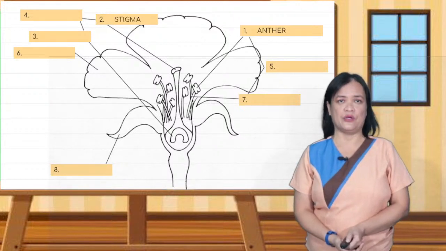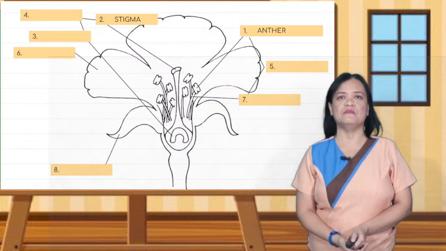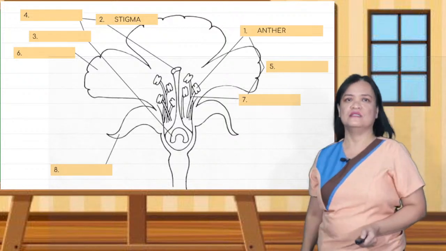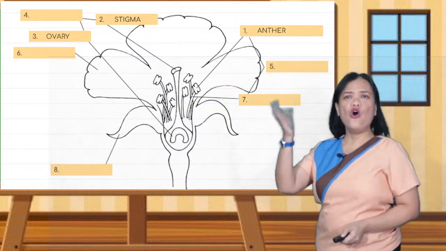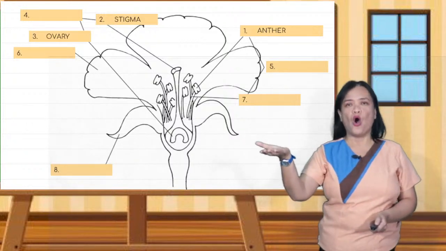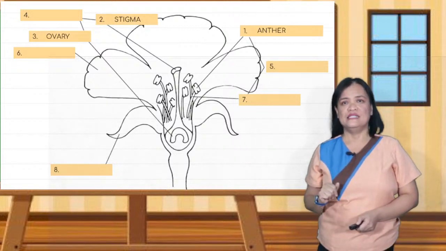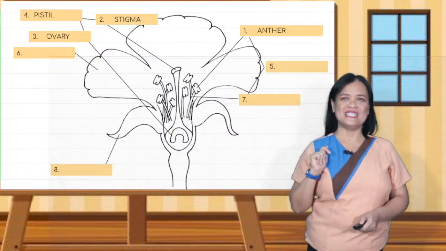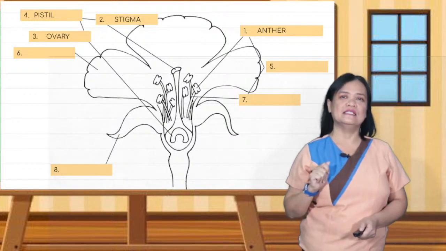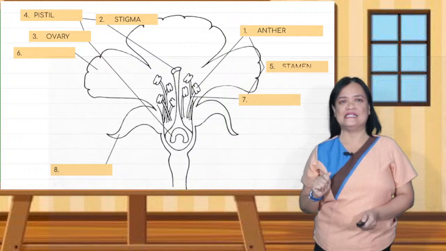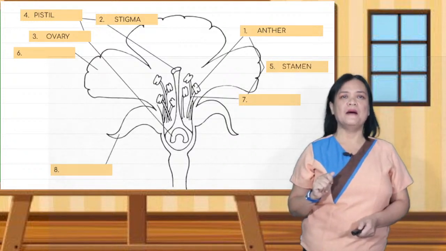A-N-T-H-E-R, anther. The number 2, stigma. S-T-I-G-M-A, stigma. Number 3, ovary. Spell O-V-A-R-Y, ovary. Number 4, guess what is that? It's a pistil. P-I-S-T-I-L, pistil.